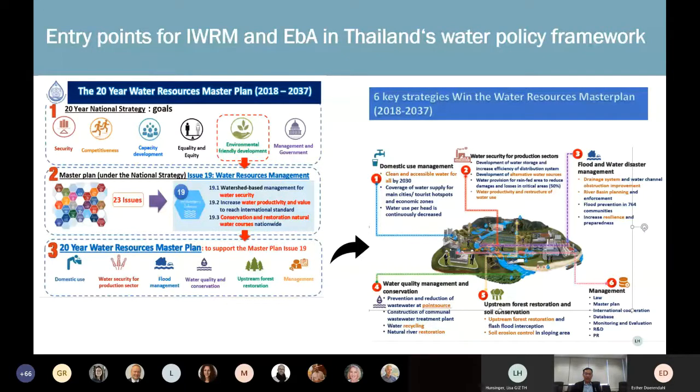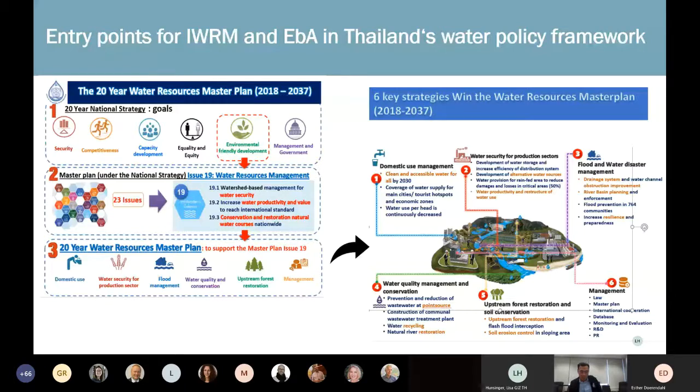disaster management, water quality management, conservation and upstream forest rehabilitation, and soil erosion prevention. And finally, overall administration and management.